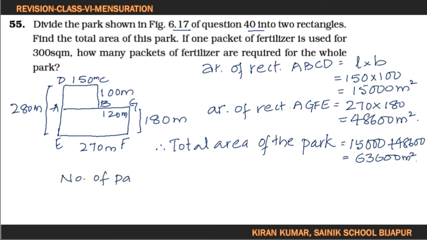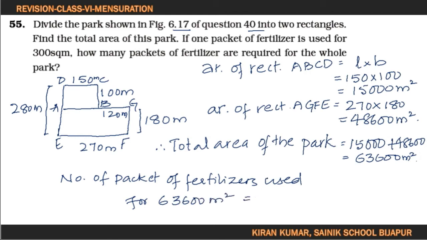Number of packets of fertilizers used for 63600 meters square will be equal to 63600 divided by 300, because they have given 300 square meter area, one packet is used. So on division, we get it as 212 packets.